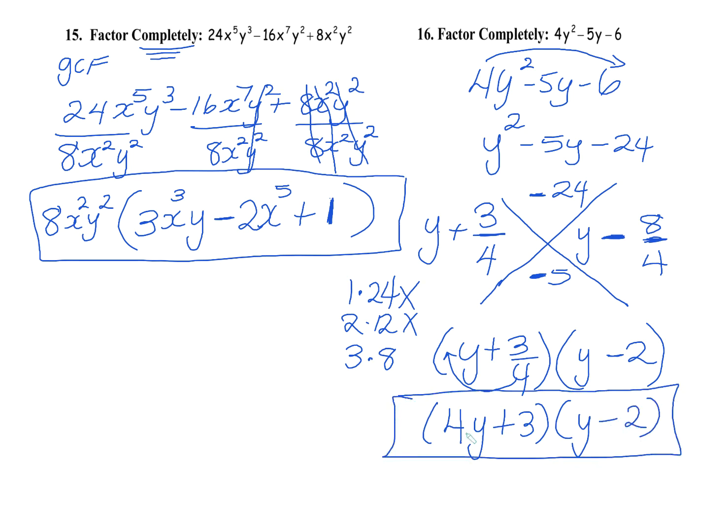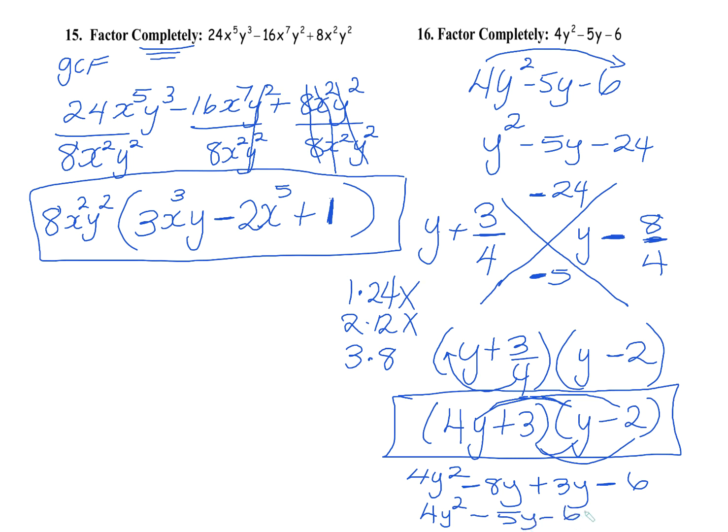And again, to check your answer, I would suggest you do the FOIL method where you multiply. So this would be 4y times y is 4y squared. 4y times negative 2 would give me negative 8y. 3 times y is 3y. And 3 times negative 2 is negative 6. And then I get 4y squared. And when I combine the middle, I get negative 5y minus 6. So notice that when I did my check, I got back the original polynomial.